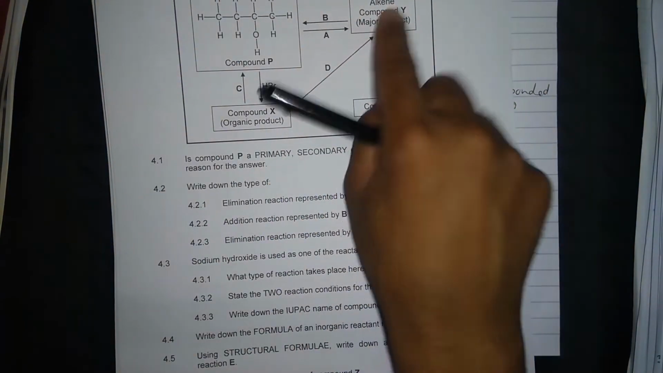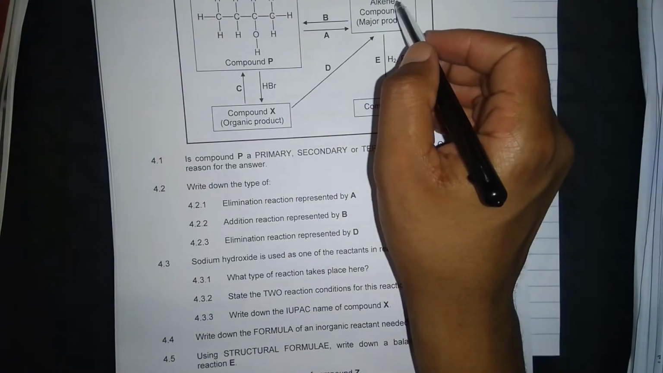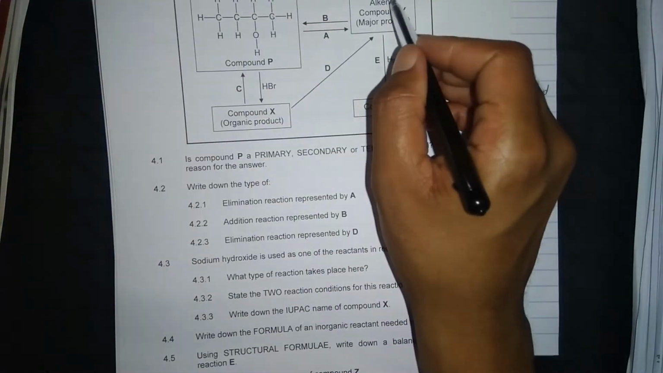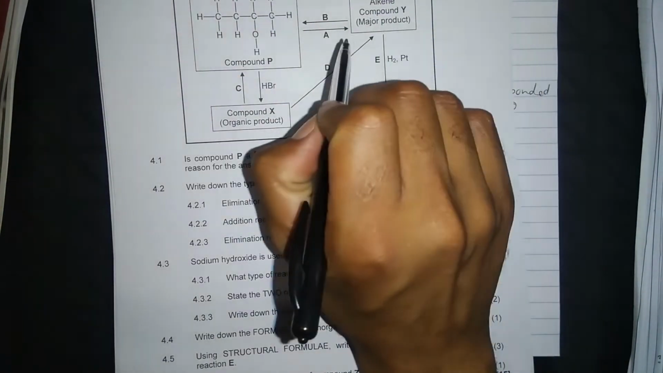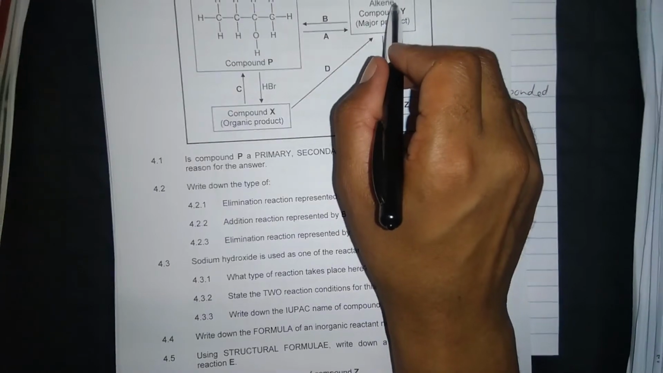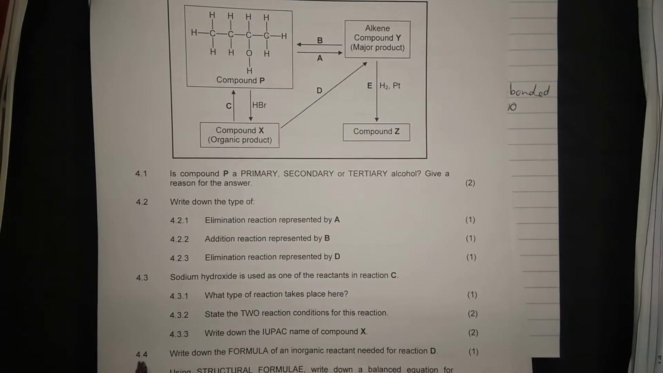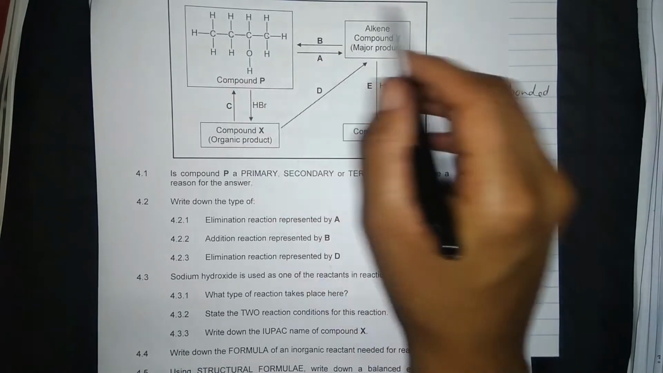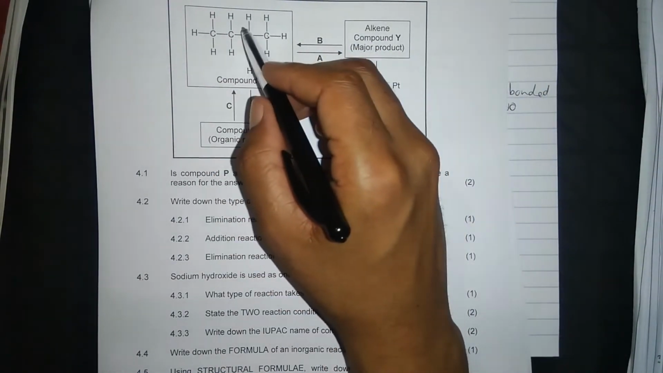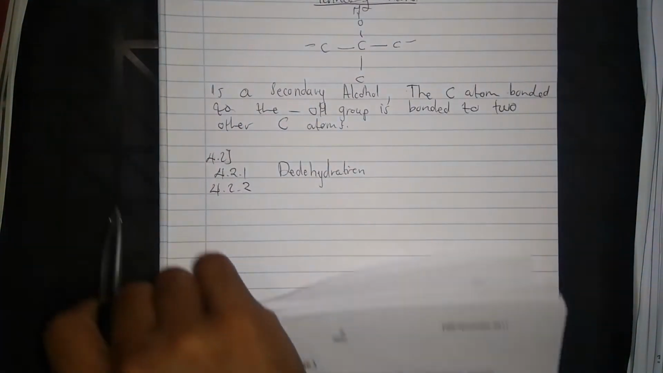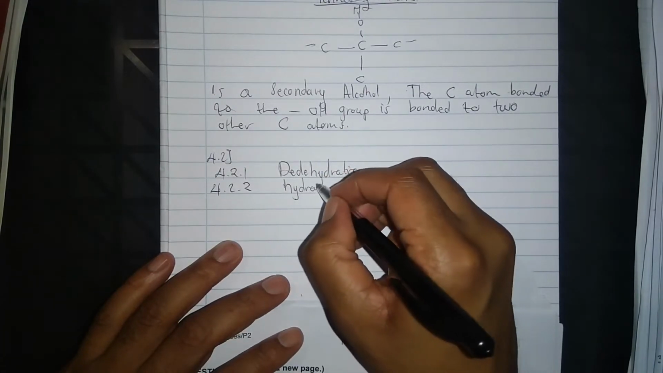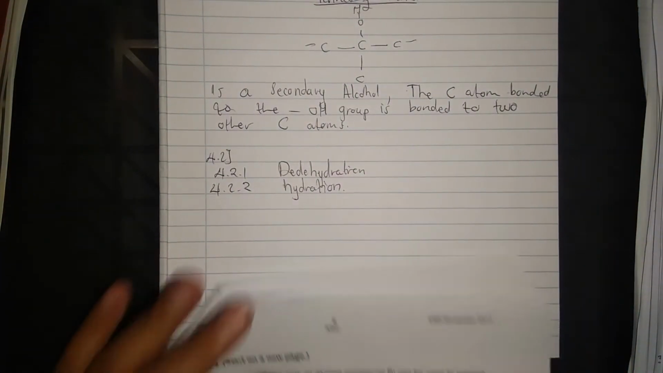4.2.2, the addition reaction represented by B. From alkene to alcohol: an alkene undergoes an addition reaction because an alkene is unsaturated. So I need to add something to break the double bond to form a new product. From an alkene to an alcohol, water was added. Therefore the reaction is hydration. This question was very easy.